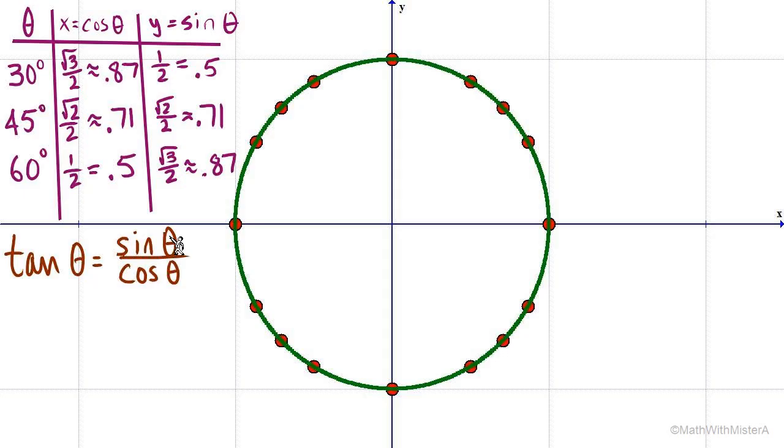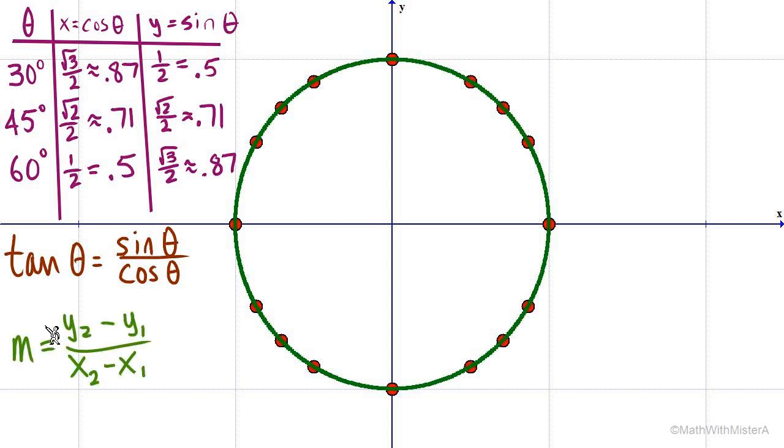Now tangent can be defined as sine over cosine, so I can just simply do my sine value over cosine value and see what that result is to come up with tangent. But that's doing a lot of division with fractions, or even worse with these decimals. Well, let's break down some important things to know about tangent.